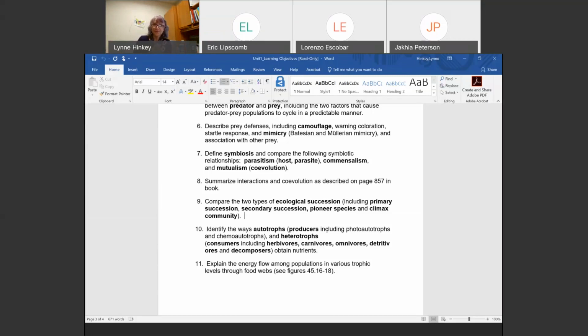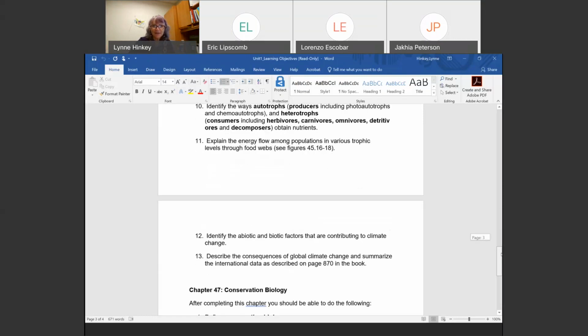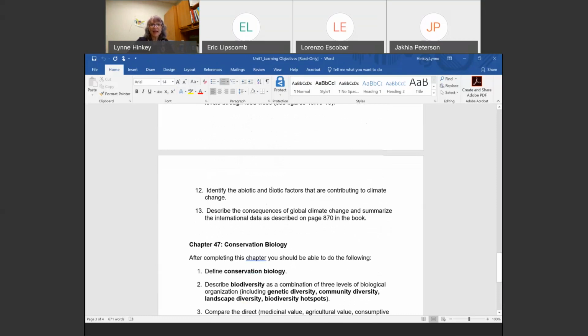Nutrients get recycled. So the law of conservation of mass tells us that all of the nutrients, all of the elements that we have, those just keep getting recycled over and over and over again. Abiotic factors and biotic factors that contribute to climate change. Abiotic means non-living. So abiotic pH, temperature, minerals, those are all abiotic. Biotic factors are things that have to do with living organisms.